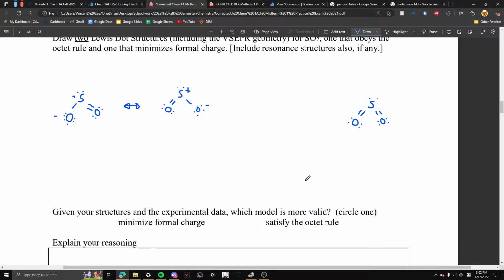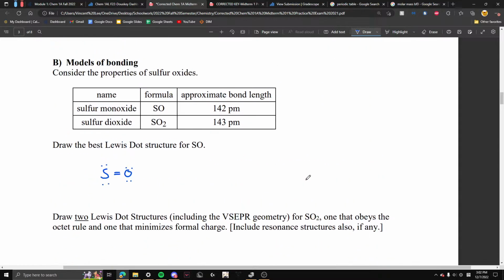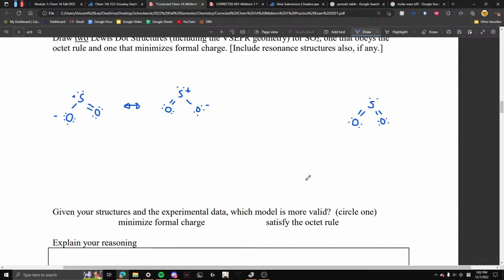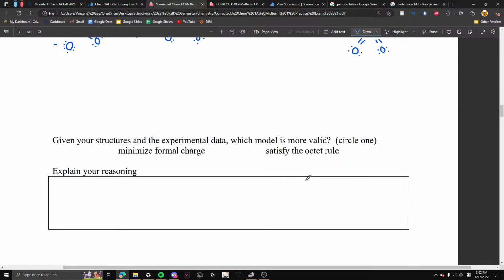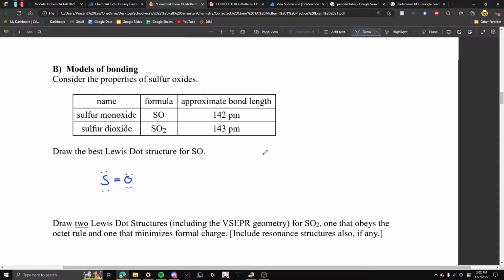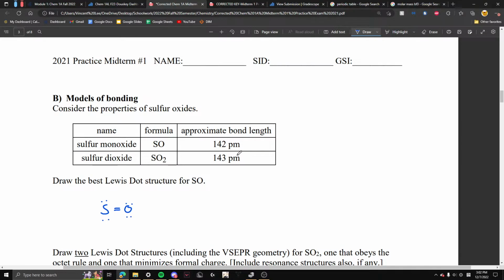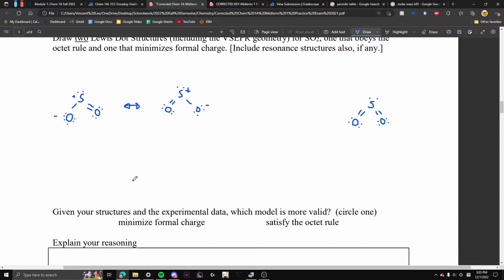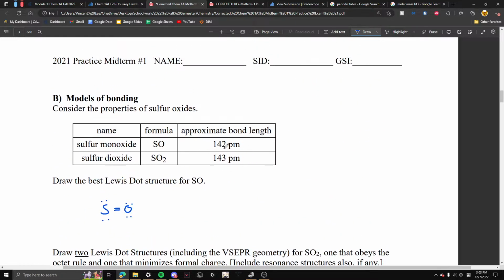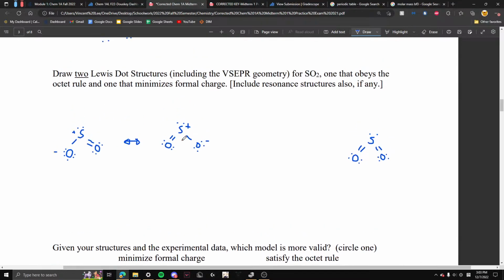Okay. Given the structures and experimental data, which model is more valid? Well, the experimental data says that the bond length here for sulfur dioxide is slightly longer than 143, despite them both having double bonds. So I presume it'd be a little funky and not really obey the octet rule, because if we actually look at its behavior, which is that it's slightly longer than just the sulfur monoxide double bond, if it were to do this, it would actually be a little shorter, right? Because it's swapping itself between a double and a single.